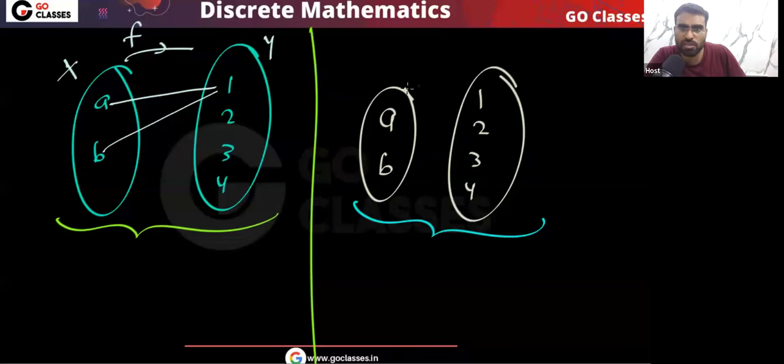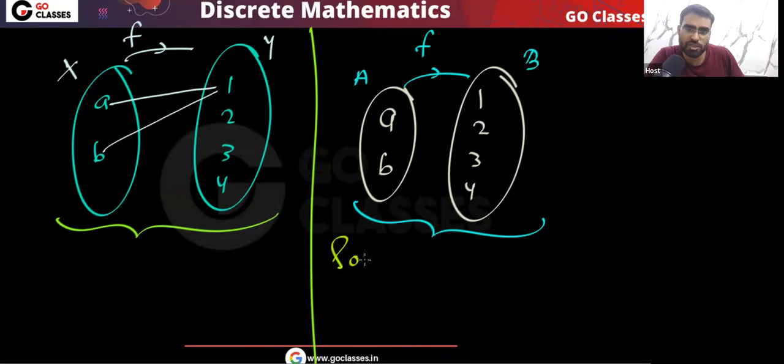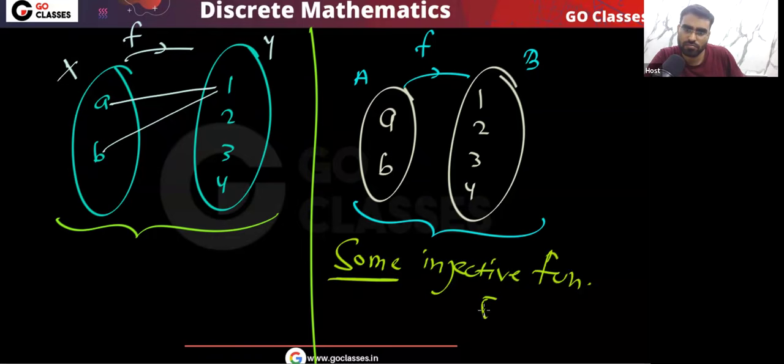See, in this situation, you just tell me which statement is correct. Every function is injective or some function is injective. In this situation, some function is injective. Some injective function exists. Understood? Is this crystal clear?